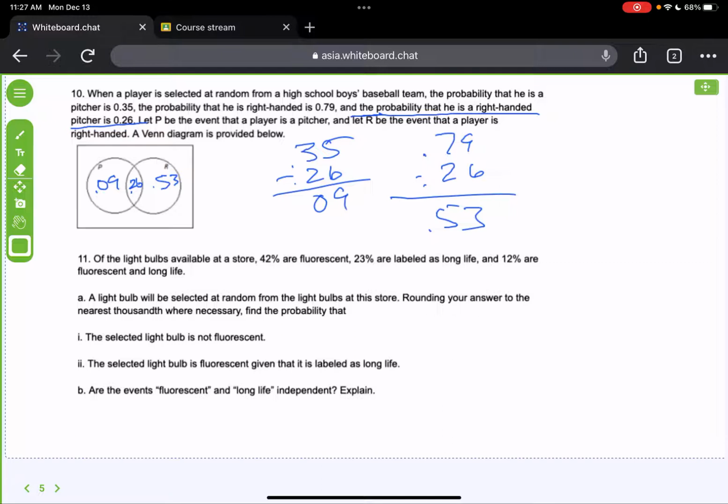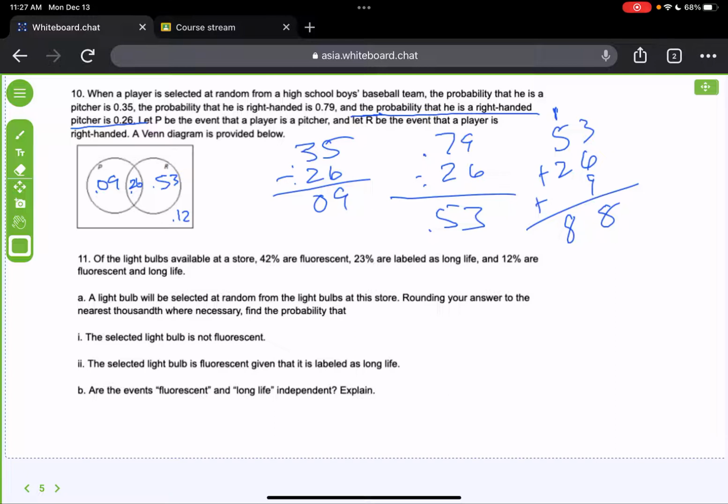Now, let's see. Is there anything? So 0.53 plus 0.26 plus 0.09. What does that give us? So that would be 0.89. I mean 0.88, sorry. 0.88. So then there would still be about a 0.12 over here that's not pitchers or right-handed.